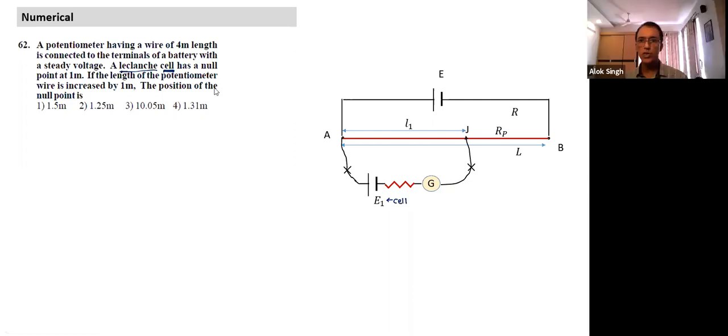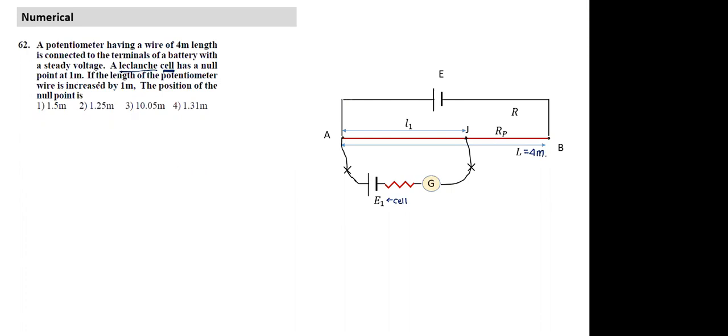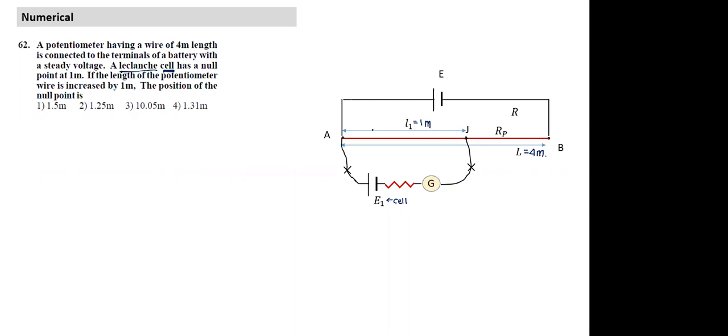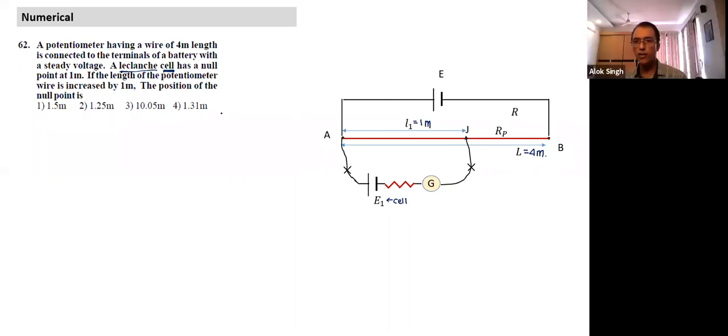And what is given? Potentiometer wire length is given. Let's put those values. This is given as 4 meters. What else is given? This cell's null point is obtained at 1 meter. L1 is given as 1 meter. That's 1/4 of it. So for 5 meters also it will be 5/4. Like 1/4. So in this case, what about the resistance of this battery and this capital R?